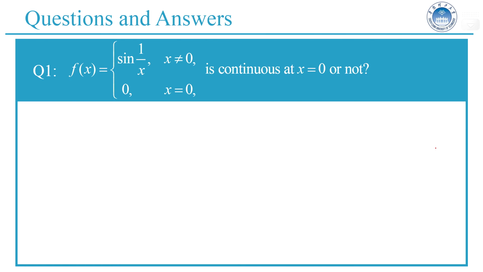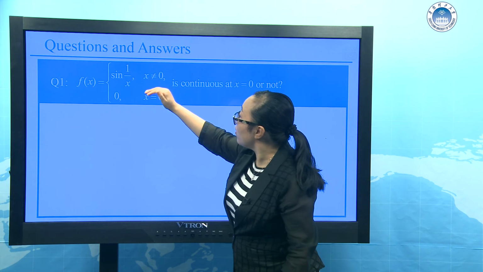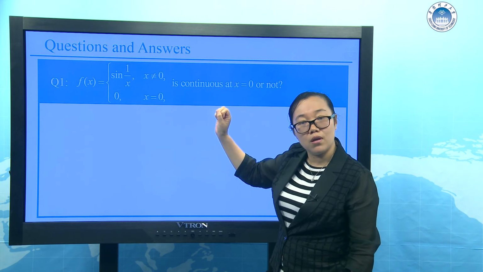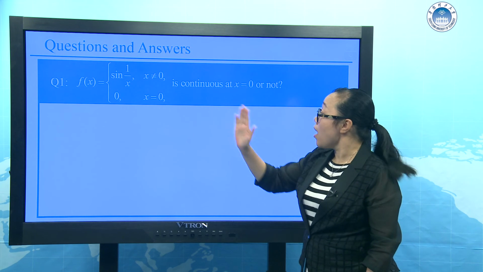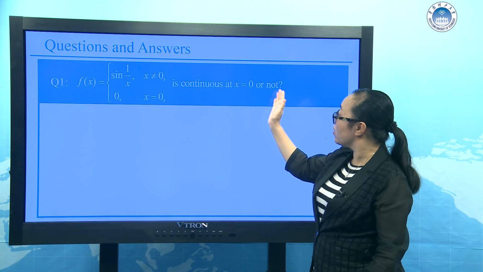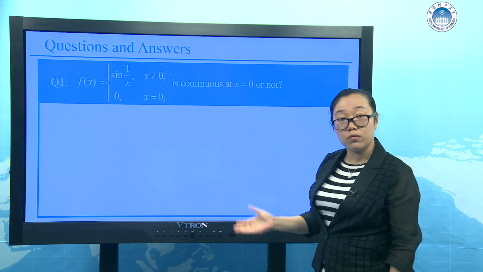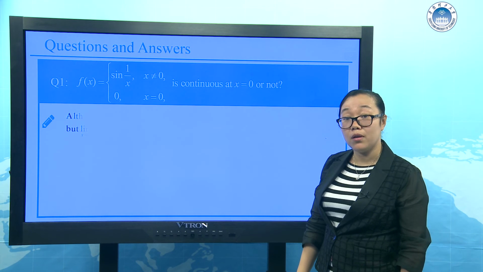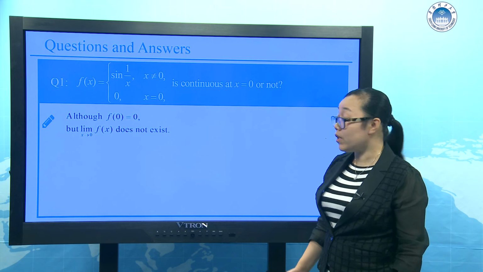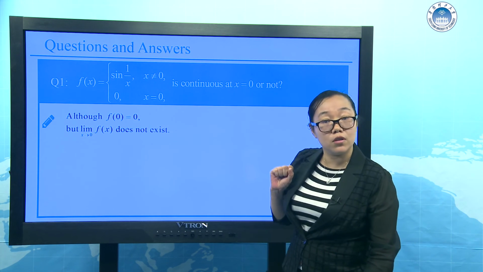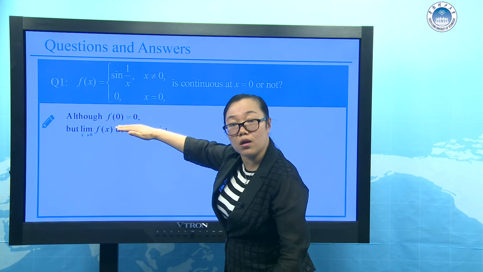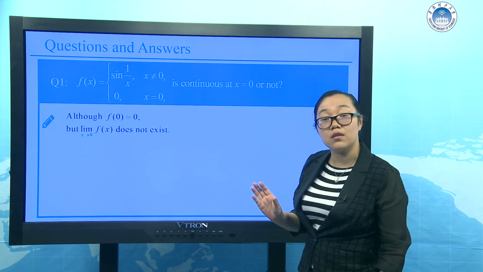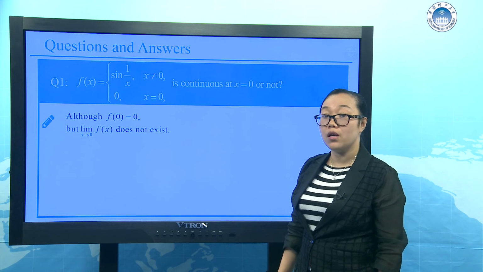Now look at question 1. f(x) is given as sin 1 over x for x not equal to 0, and if x equals 0, f(x) equals 0. Determine whether f(x) is continuous at the given point 0. How to do this question? According to our definition, we can check f(0). f(0) equals 0 according to our given condition, so f(x) is defined at the given point 0.